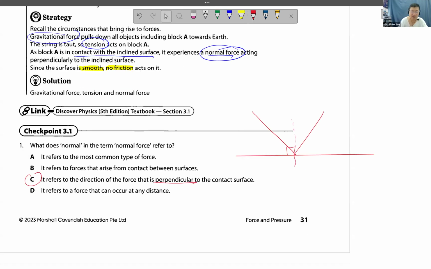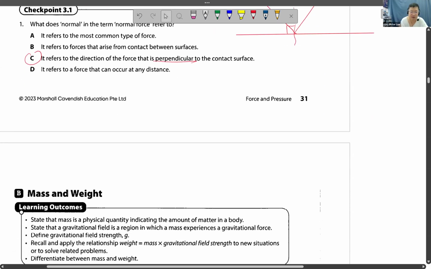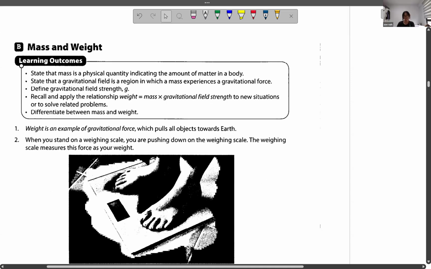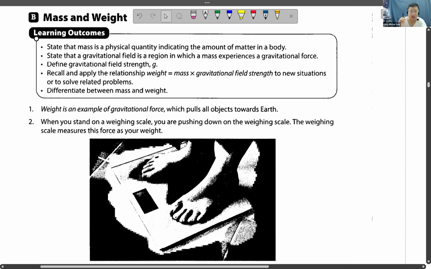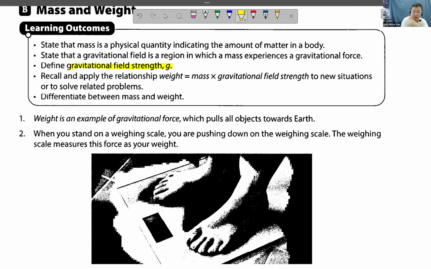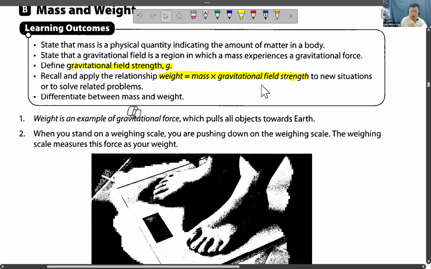Now they come to mass and weight. I believe you remember we have done this before in Sec 2. The key things in this chapter you need to learn are to define what gravitational field strength is, and to remember how to use a formula: weight is mass times gravitational field strength. Gravitational field strength, in short, we call it gravity, but it's called gravitational field strength. That means how many Newton per 1 kg.